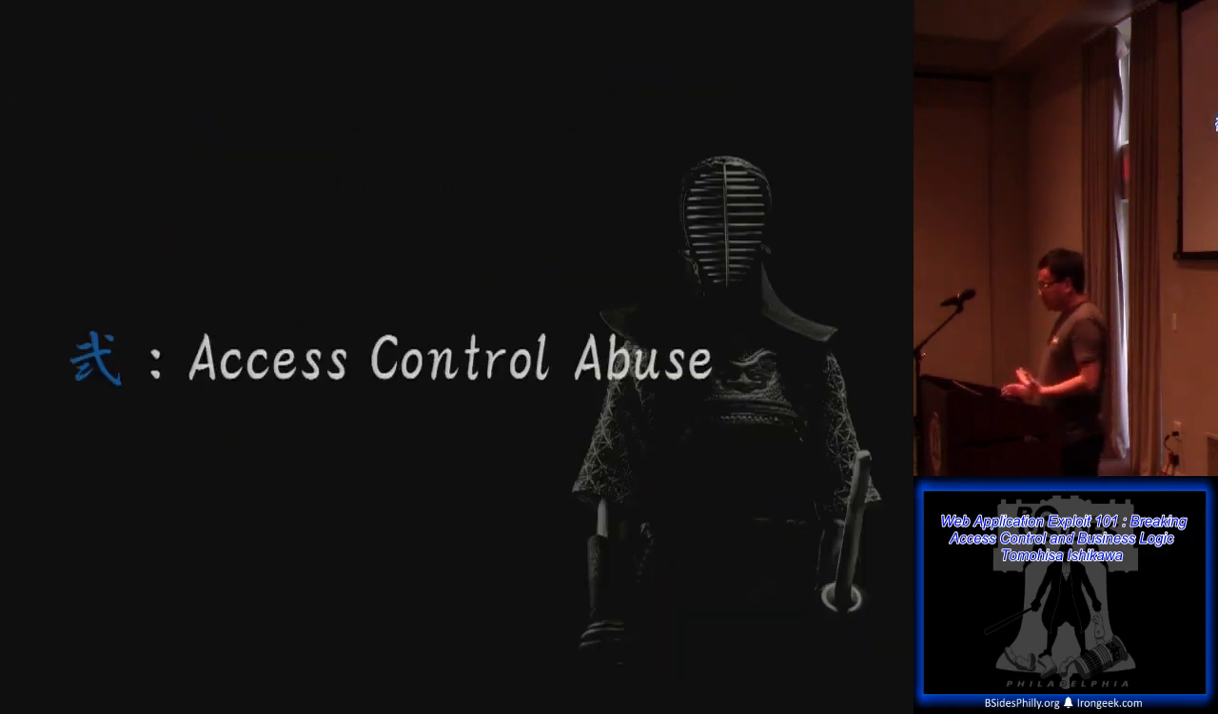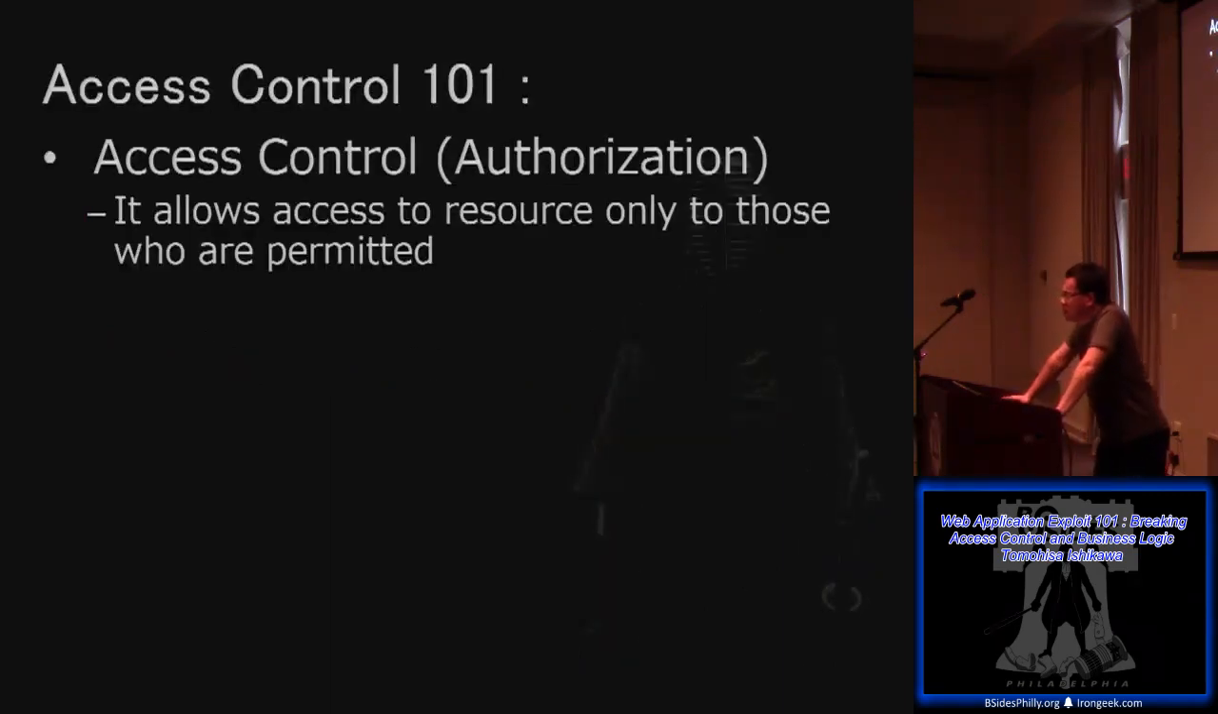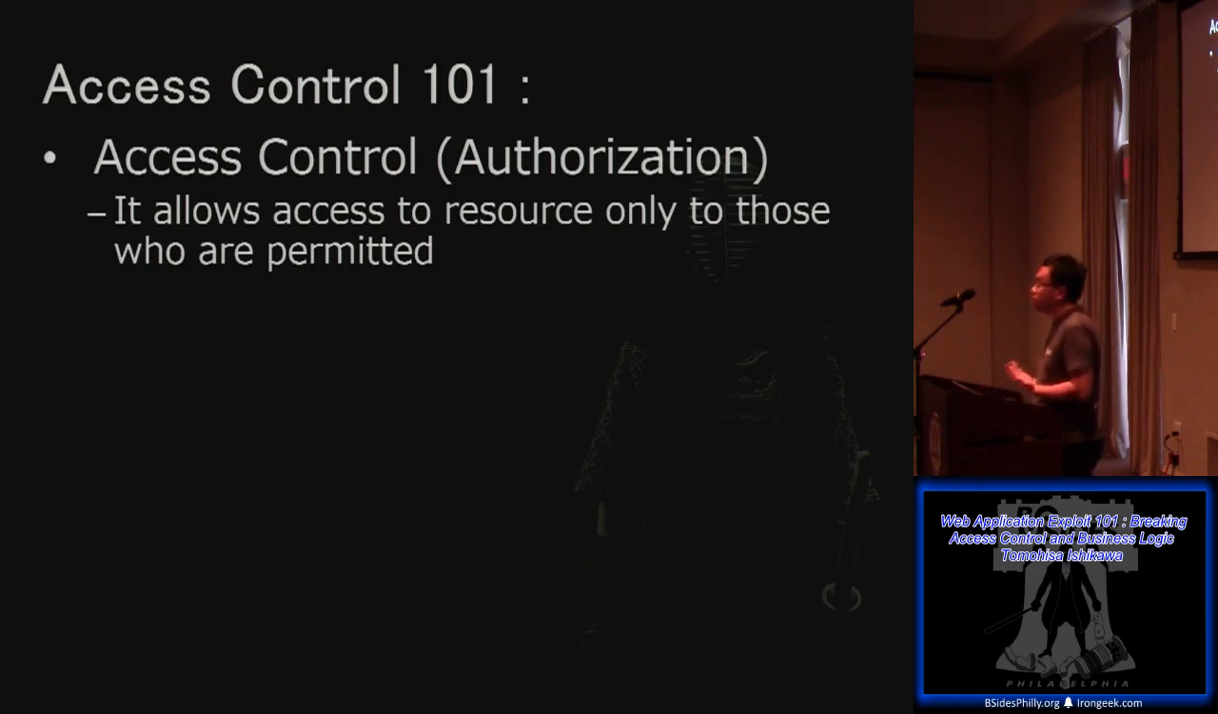Since we discussed some limitations of these tools, now we'd like to discuss actual vulnerabilities. First of all, we'd like to look at access control abuse. Before starting the discussion, what is access control? Access control is sometimes called authorization. Basically, access control allows access to a resource only to those who are permitted. In other words, an access control violation or access control abuse means someone who is not permitted can access some resources. This is the meaning of the vulnerability.